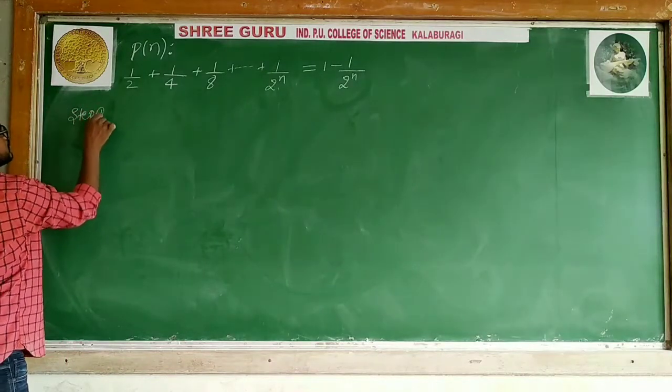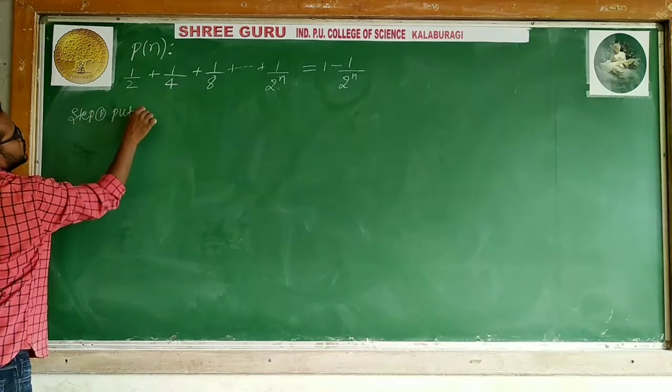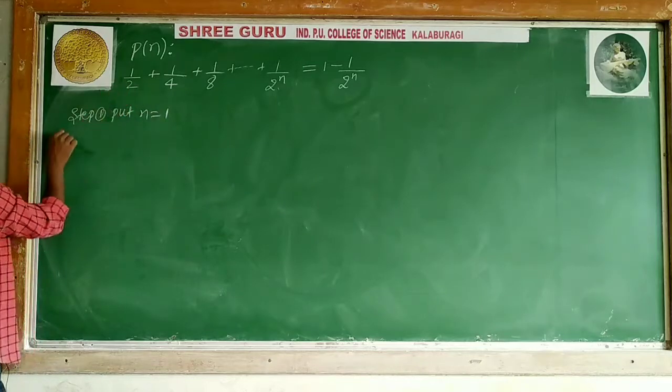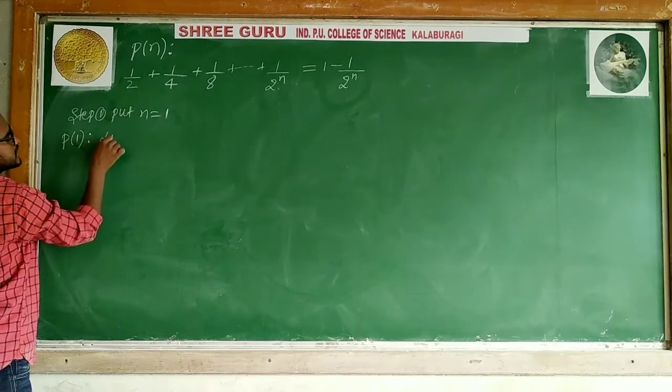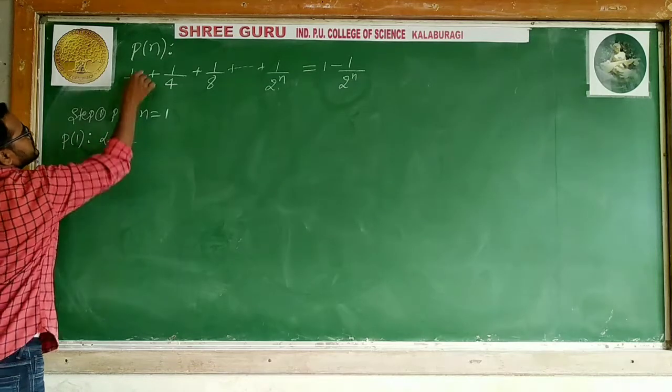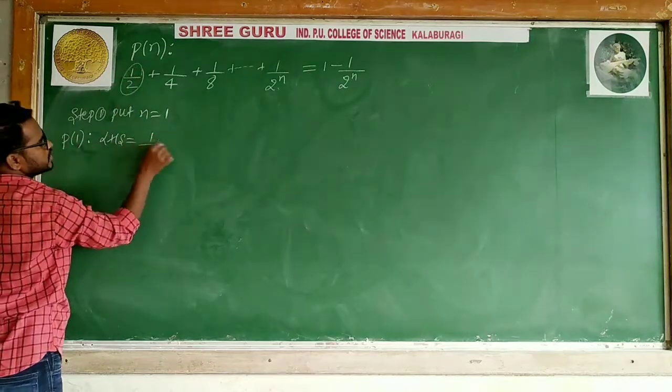Step 1, put n is equal to 1. n is equal to 1 means P of 1. Yes. What is the LHS? LHS is equal to the first term. What is the first term? 1 by 2. 1 by 2 is the first term.